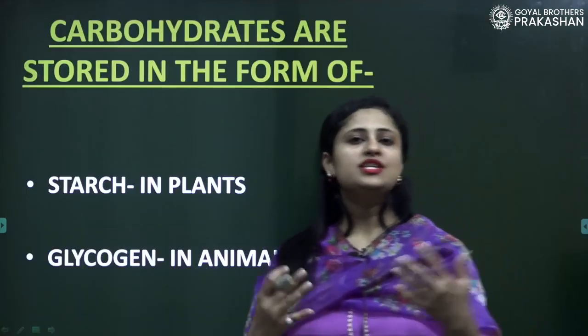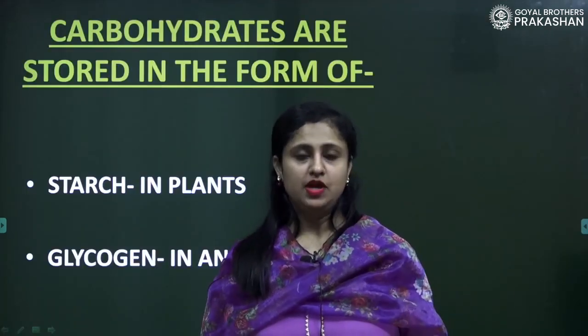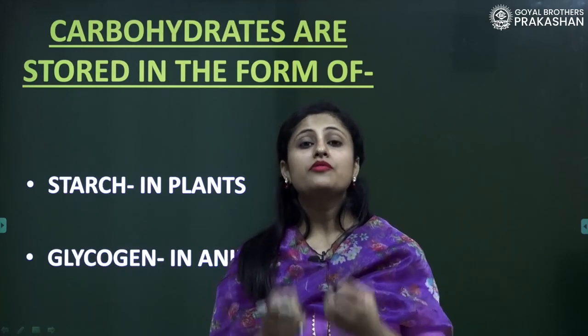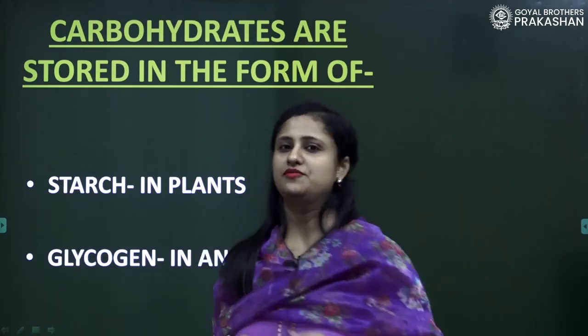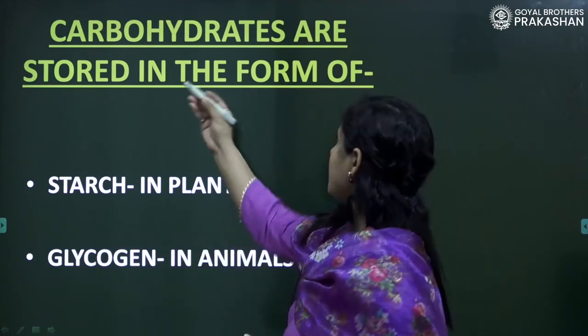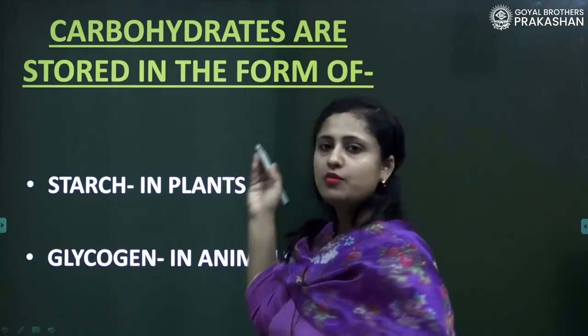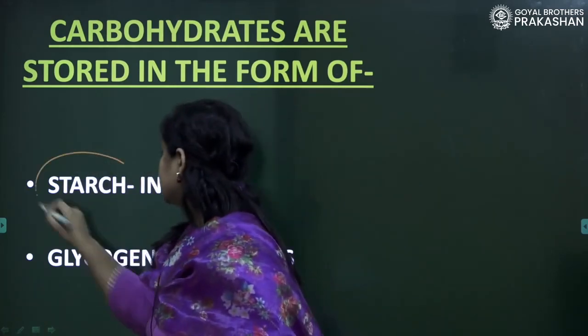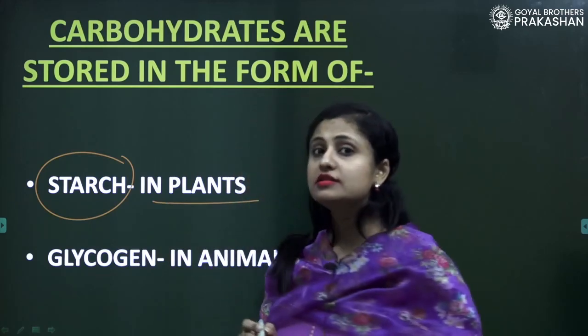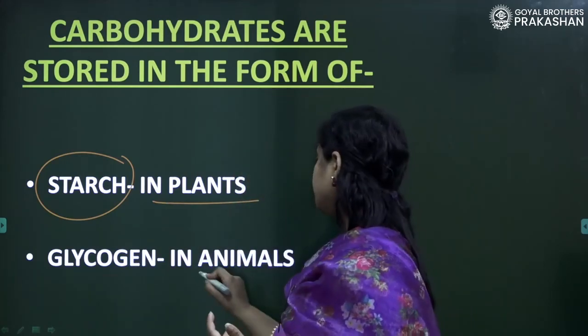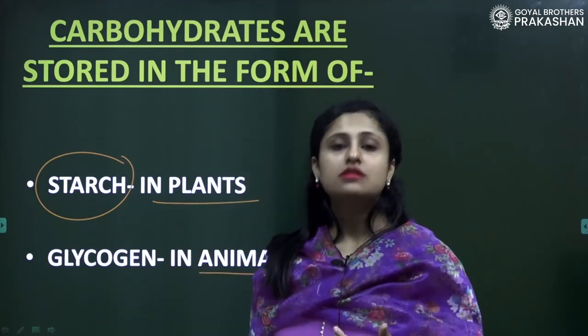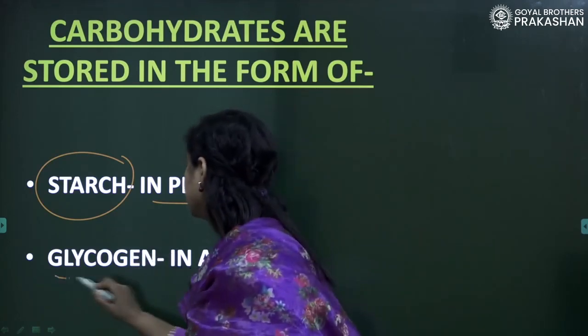Now it's the nature of both plants and animals to conserve some amount of energy for future reference. So the carbohydrates are stored in the form of starch in case of the plants, and in case of the animals, the energy is stored in the form of glycogen.